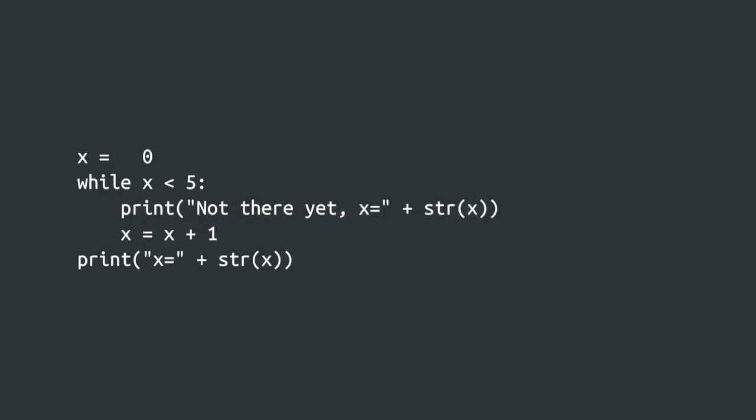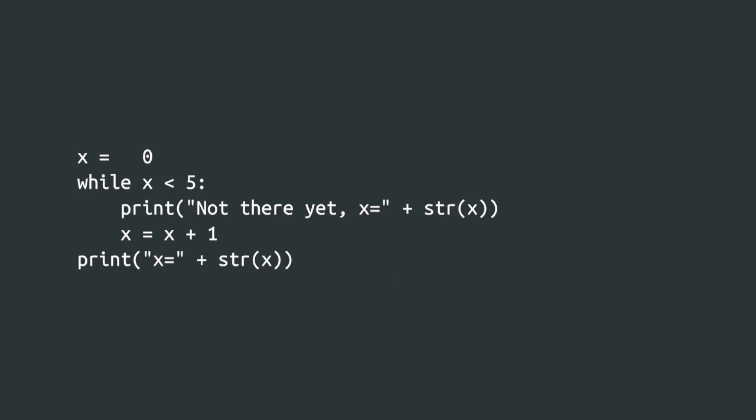There are two lines in the body of the loop. In the first line, we print a message followed by the current value of x. In the second line, we increment the value of x. We do this by adding 1 to its current value and assigning it back to x. So, after the first execution of the body of the loop, x will be 1 instead of 0.